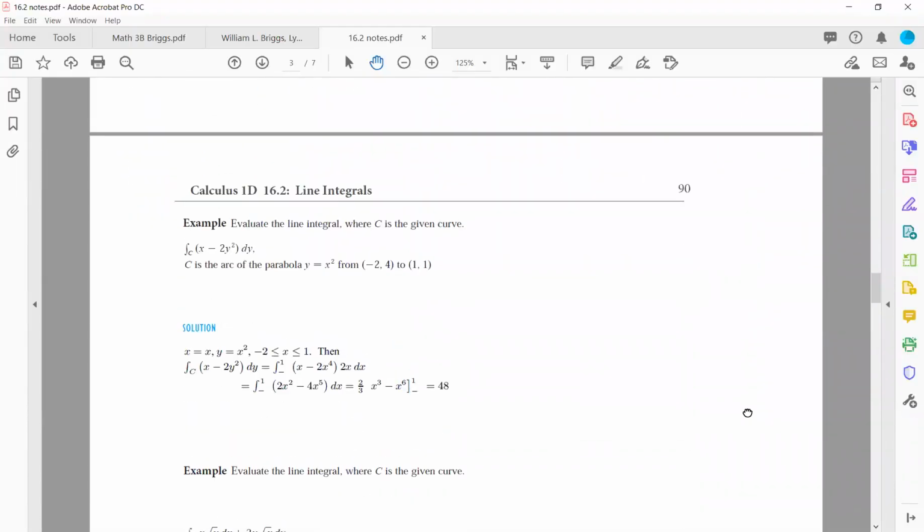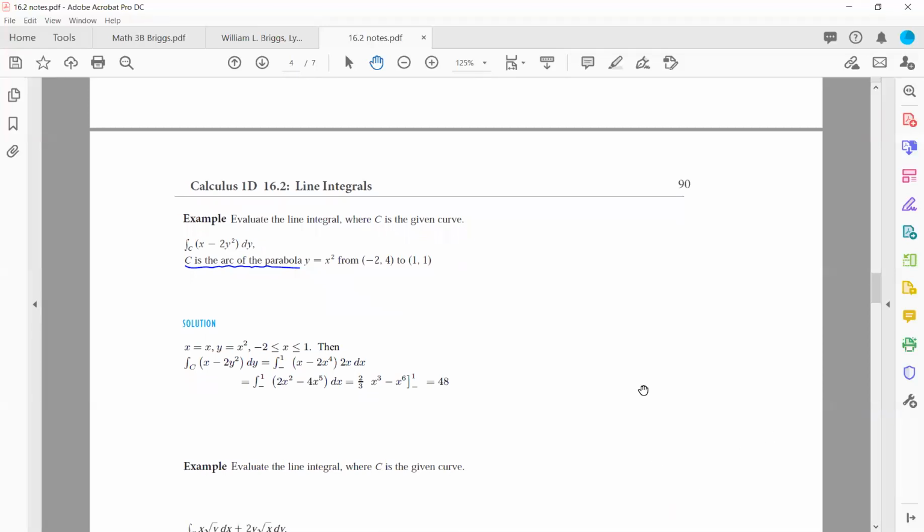Let's make it more interesting. Let's go over another example here. Evaluate the line integral where C is given as the curve below. So here you have the integral of x minus 2y squared dy, and C is the arc of the parabola y equals x squared that connects -2, 4 to 1, 1.